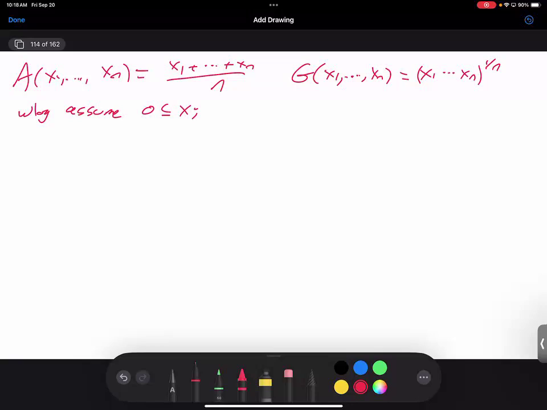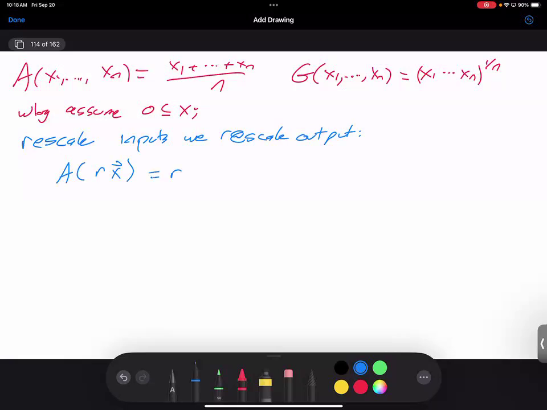Now, we talked about how these functions have nice properties. If we rescale the inputs, we rescale the output. So in what's hopefully obvious notation, a of r times x is just going to be r times a of x. Is everybody comfortable with just using x as an arrow to represent the input? And similarly, if we just rescale all the inputs, the geometric mean is just rescaled by all of that.